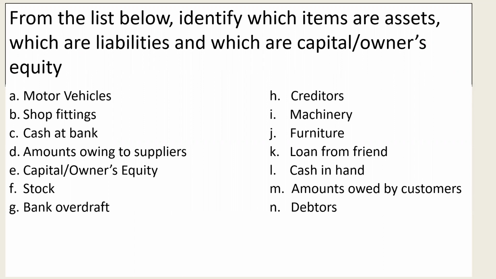And then L, cash in hand, is a current asset. And then we have amounts owed by customers. So the business is being owed money, and we refer to that as debtor. Anytime anybody is owing a business, they are a debtor to that business, all right? And that is a current asset. And the last one, debtors, is a current asset. I hope that was pretty straightforward and you all would have gotten a grasp of it better.